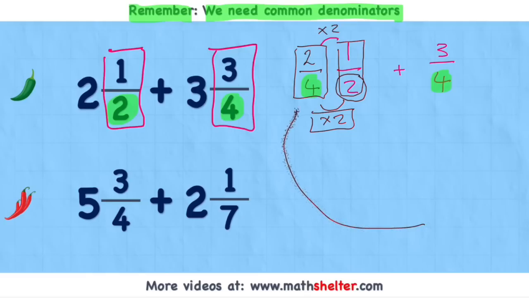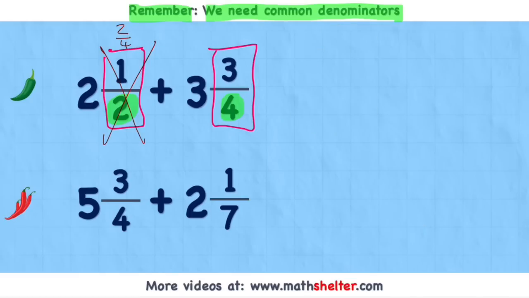So what do we need? Well, we need this new fraction here, 2/4. We can get rid of 1/2. So this 1/2 here can actually be 2/4. So let's rewrite my question so it's nice and organized. I have now 2 and 2/4 added to 3 and 3/4. Now I'm ready to add them up.